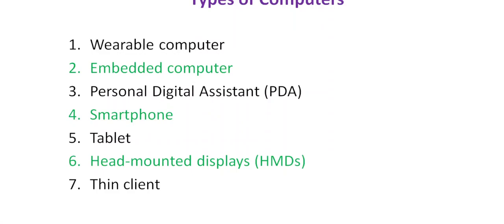Next, tablet, you can say an extension of the smartphone. But unfortunately, they have less processing capability when compared to smartphones. The advantage of tablets is you can have a relatively big screen when compared to smartphones.